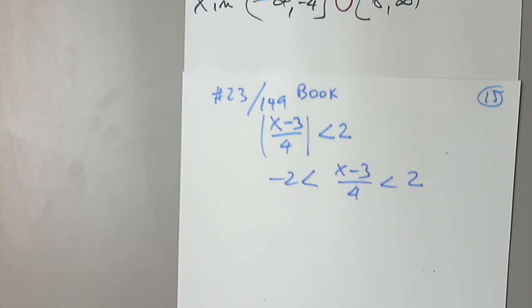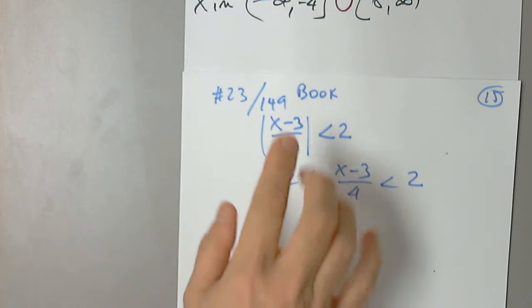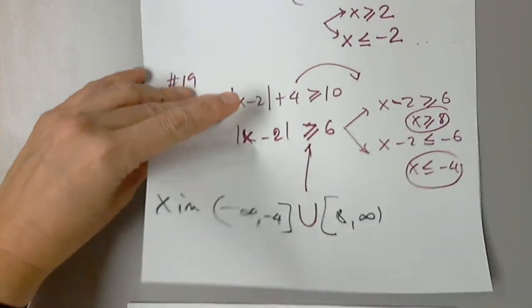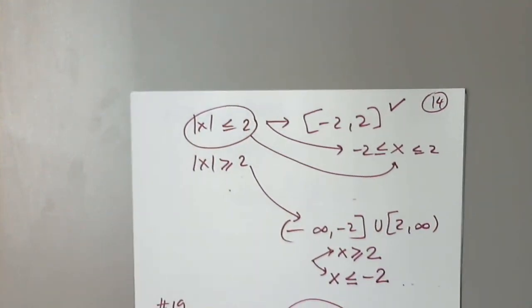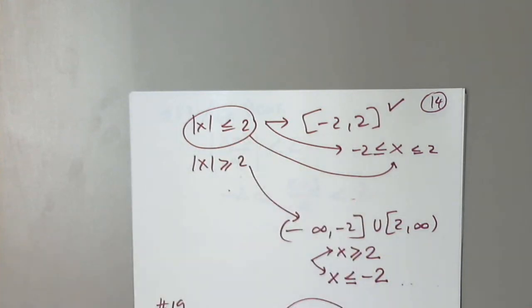I have a question. Where did the -2 come from on the lower bound? This one? Yes. Okay, let's go back. Whenever I'm asked to find the solutions of this inequality, absolute value less than 2 means between -2 and 2. Oh, I understand. Is that okay? Yes.